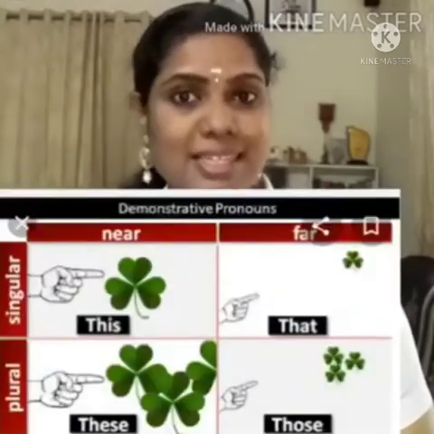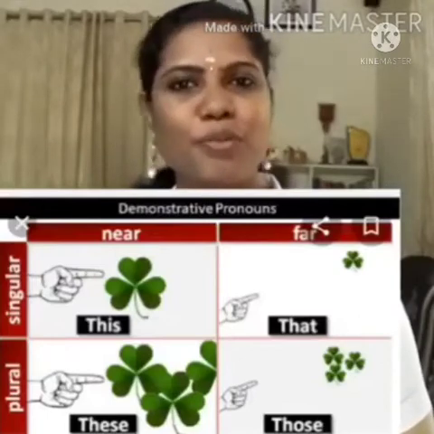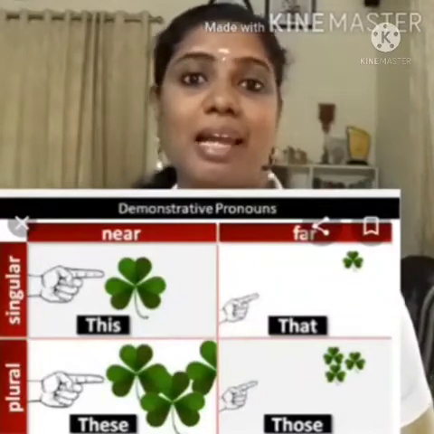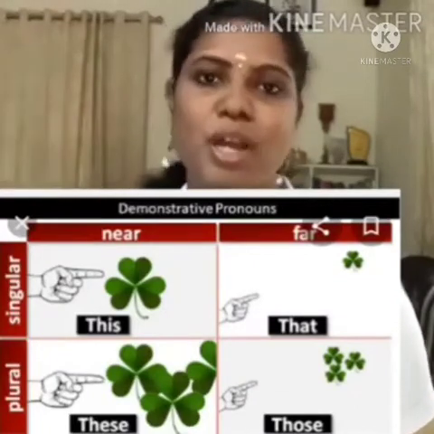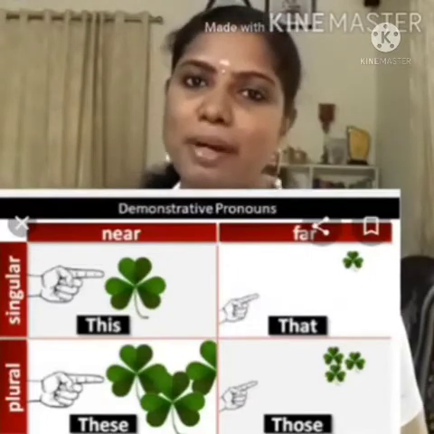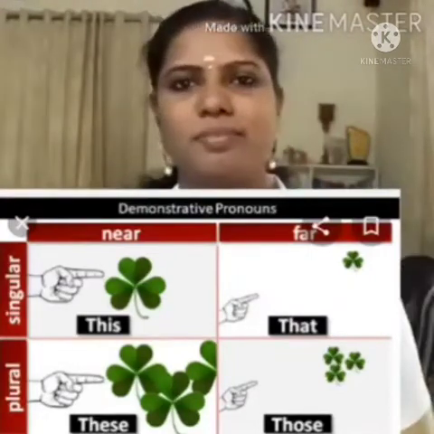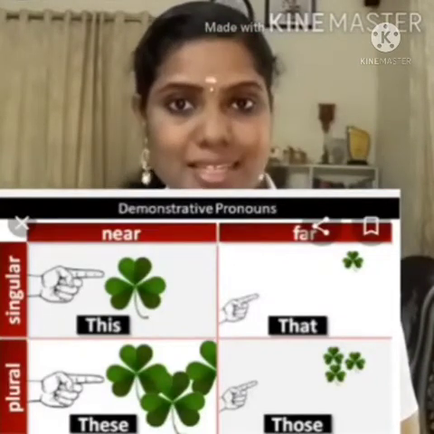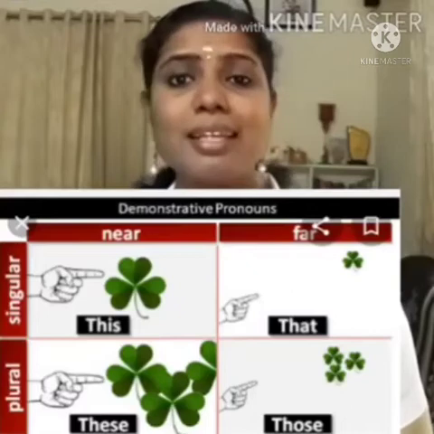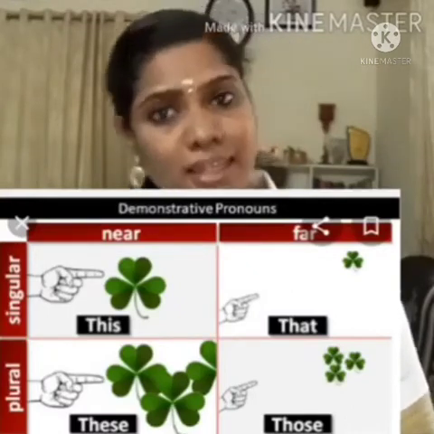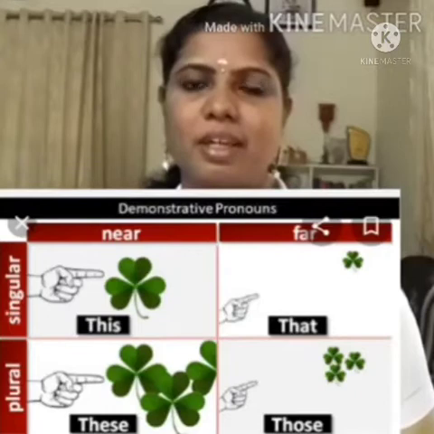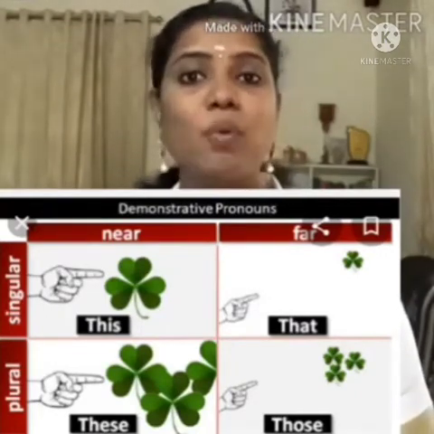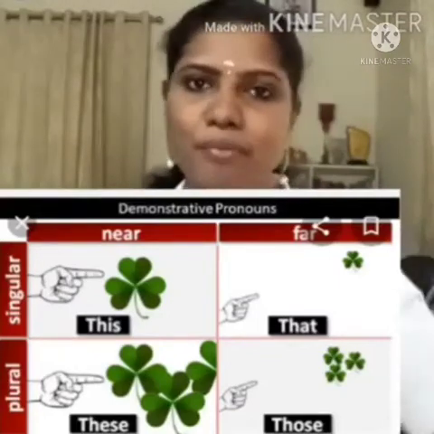Now this and these are used for persons or objects that are nearby. That and those are used to refer to people or objects that are far away, which is at a distance. So this is generally used with a single object that is nearby the speaker, whereas that is also used to refer to a single object but which is further away from the speaker.